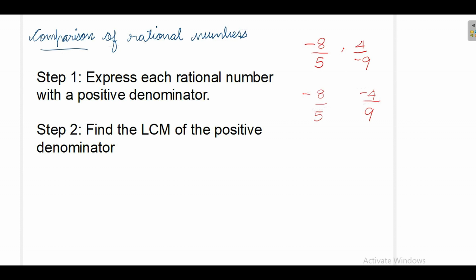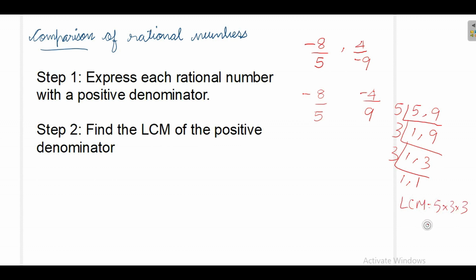I am just using the common division method. So 5 comma 9. 5 ones are 5 and 9 remains as such. 3 threes are 9 and again 3 ones are 3. So our LCM is nothing but 5 into 3 into 3. 3 threes are 9, 9 fives are 45. 45 is our LCM. Right, so we have found out the LCM.